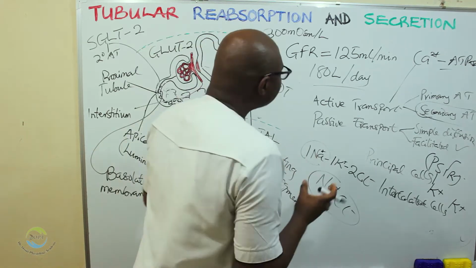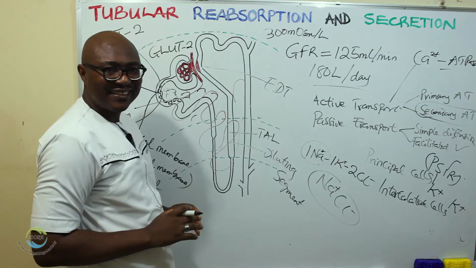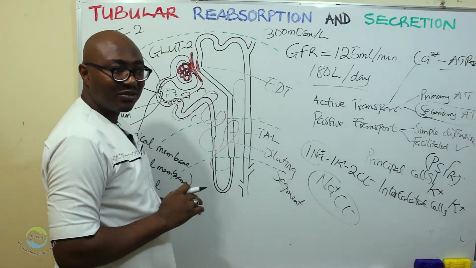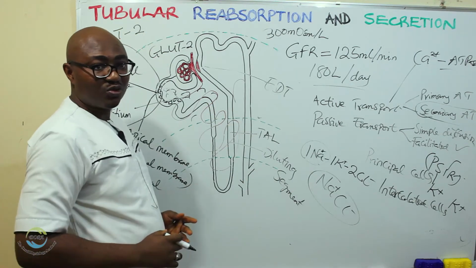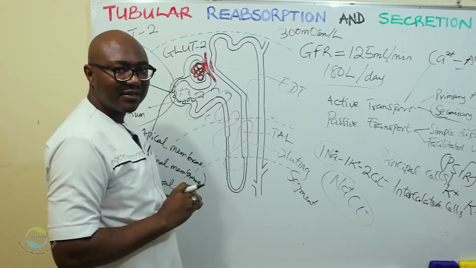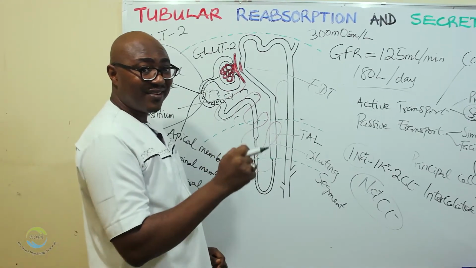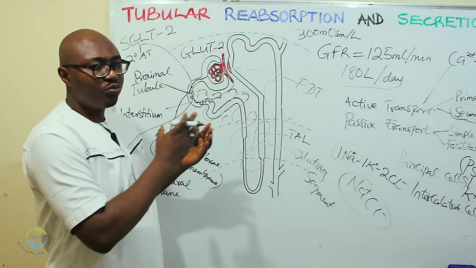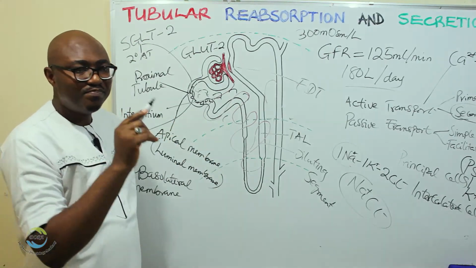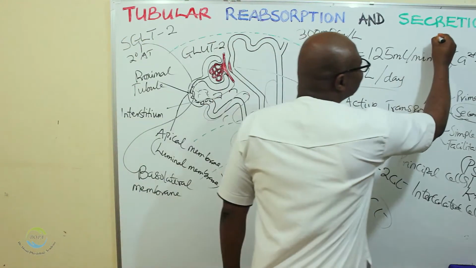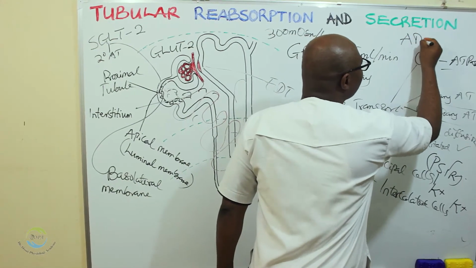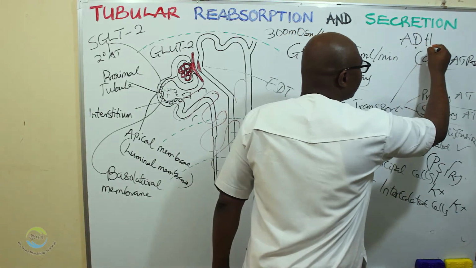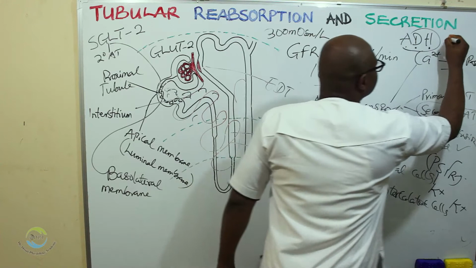Okay, so now what happens with water in the late distal tubule and collecting duct, and what happens to sodium in those segments? Remember, that's where they are regulated. Now, water will be reabsorbed depending on the concentration of a hormone called antidiuretic hormone. Let me write it in full.